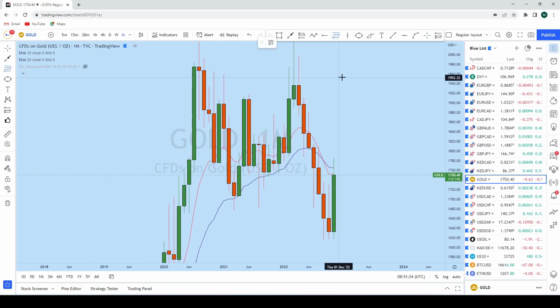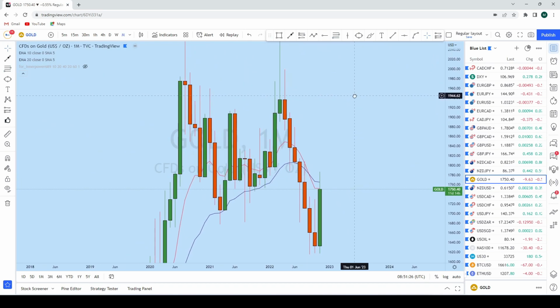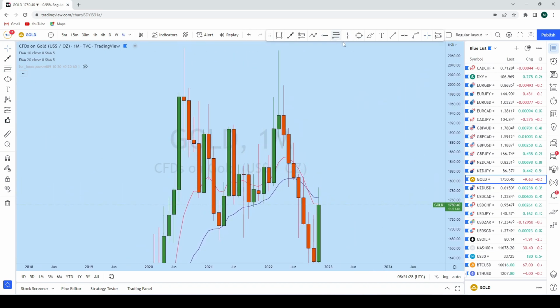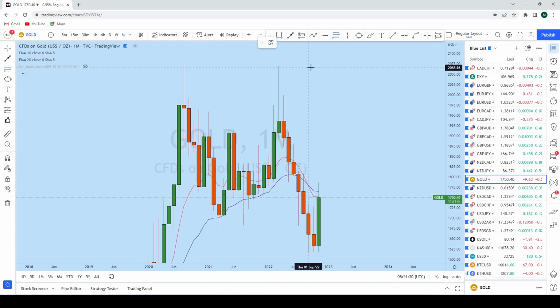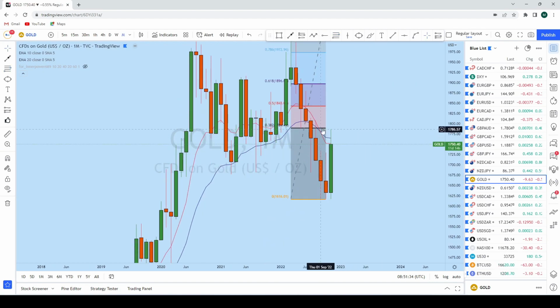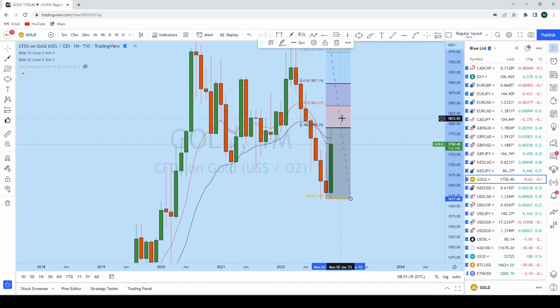If we take our Fibonacci for this monthly move, we can see that gold, starting from here to the end of the move, retraced exactly to the 38.2% Fibonacci level and then has been rejected. Now let's take it out.